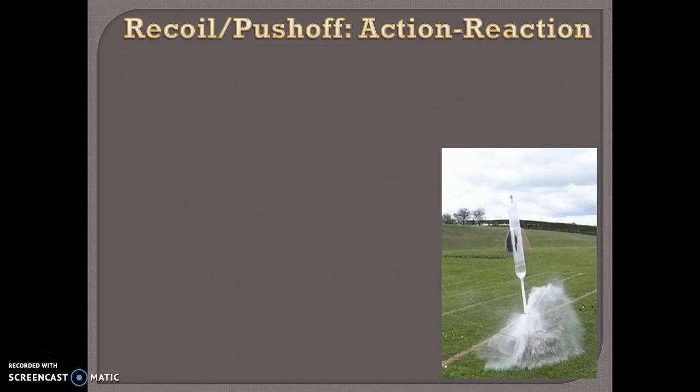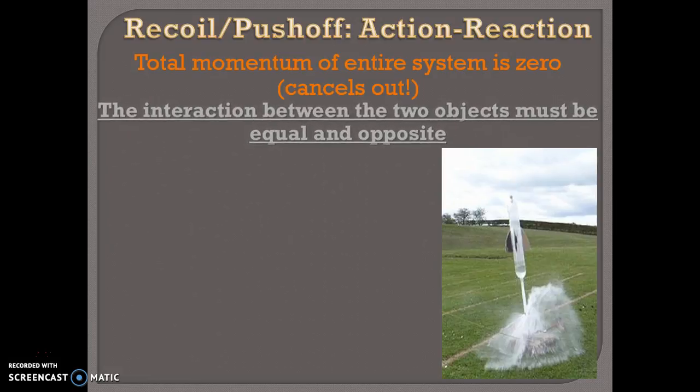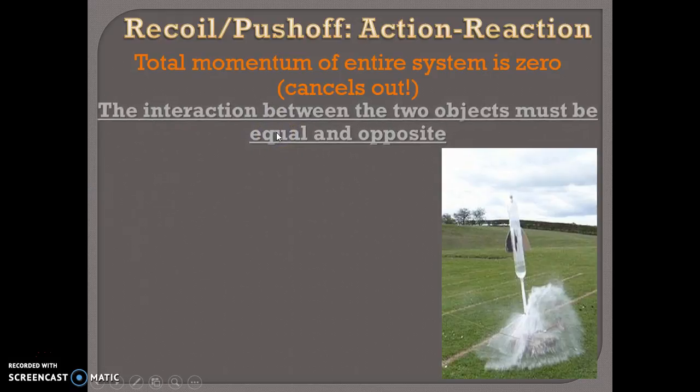Last type of collision, let's flip over to the title page of the collisions notes and let's fill in what recoil and push-off collisions are all about, also known as action-reaction. You should fill in that for recoil scenarios, the total momentum of the entire system is 0. It cancels out. But that still means that, yes, everything is conserved because we have the interaction of the two objects being equal. There's your hint to conserved. And opposite. Equal in magnitude, opposite in sign.